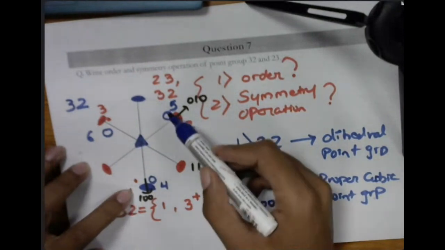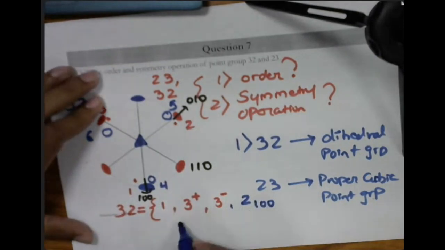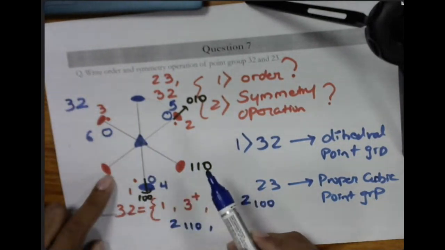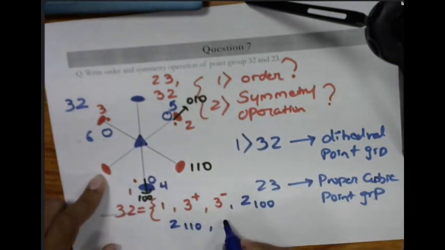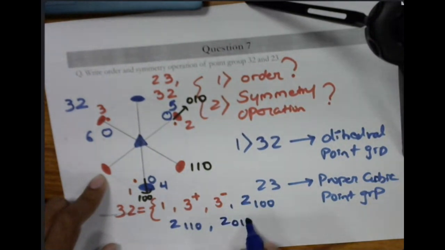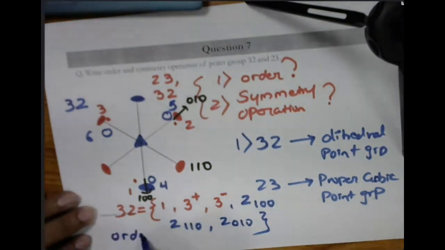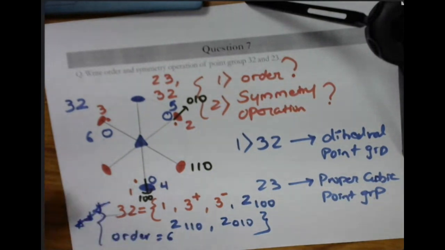How can I get point number 5 from point number 1? I have to rotate it about this particular axis 110 by twofold. And in order to get point number 6, we have to rotate it about this particular axis 010. Sorry, the second one was 110. With that we have seen that it has the order of 6, and we have brought all the symmetry operations to it. So the first part is done. That is 3 2.